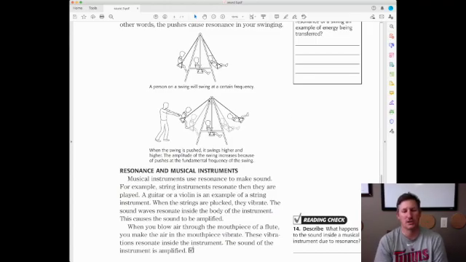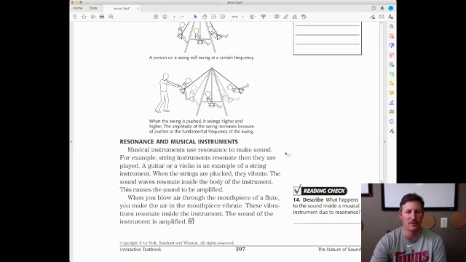Resonance in musical instruments. Musical instruments use resonance to make sound. For example, string instruments resonate when they are played. A guitar or violin is an example of a string instrument. When the strings are plucked, they vibrate. The sound waves resonate inside the body of the instrument. This causes the sound to be amplified. That's why there's the hole in the violin or in the guitar.